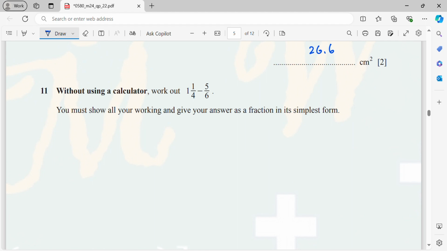Question number 11. Without using a calculator, work out 1 and 1/4 minus 5 over 6. You must show all your working and give your answer as a fraction in its simplest form. So 1 and 1/4 minus 5 over 6. From here, 1 and 1/4 I can change to a fraction.